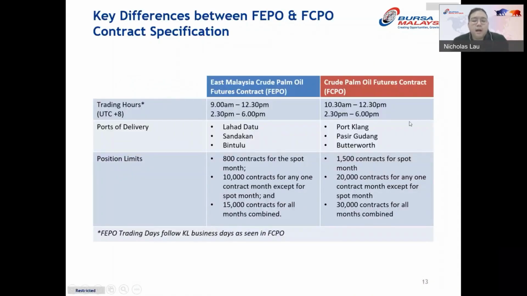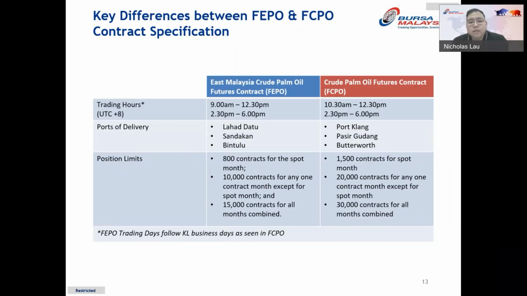Okay, so this slide is an important slide. It shows the key differences between the FEPO contract and the FCPO contract. The first difference would be the trading hours, of course. The FEPO contract begins at 9 a.m., while the FCPO contract begins at 10:30 a.m. Other than that, the contract will take a lunch break at the same timing, and both contracts will close at 6 p.m. Some of you might wonder why we decided to have the East Malaysian contract start at 9 a.m. while the FCPO currently starts at 10:30 a.m.